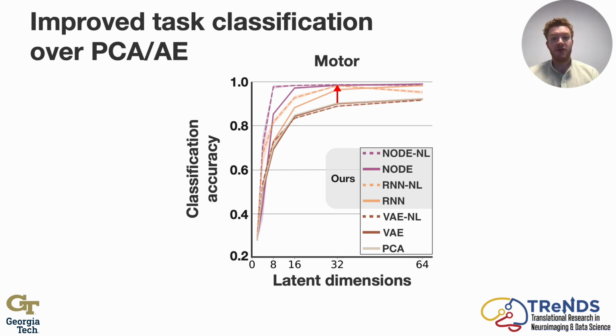And so the latent dimensions are on the x-axis, and they are the low dimensional embeddings that I talked about. So how large is this low dimensional embedding that we project to from the amount of voxels we have? So let's say we have 100,000 voxels. We map that to, in this case, 2, 4, 8, 16, 32, and 64. And then we look at the classification accuracy between different methods.